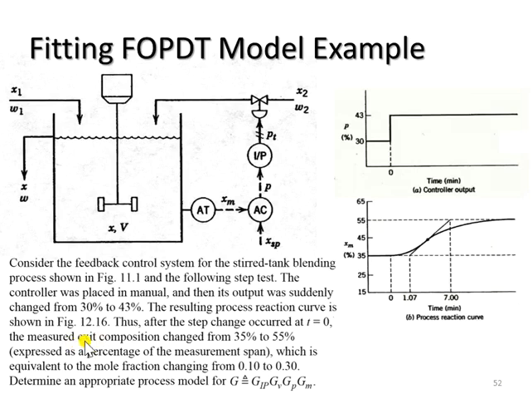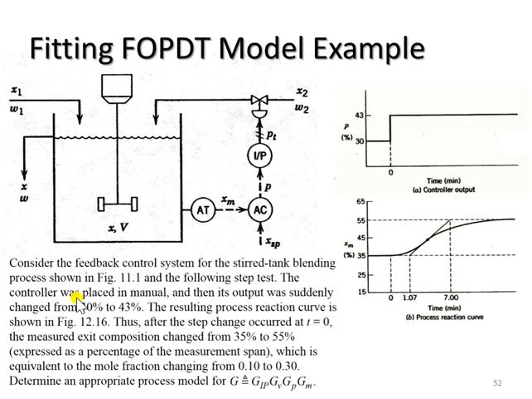In this slide, we are going to look at the second example, which is the fitting of the FOPDT model. Here's the process we are going to consider in this example. Consider the feedback control system for the stirred tank blending process shown in this figure, and the following step test. This is the step test, step input, and the result.